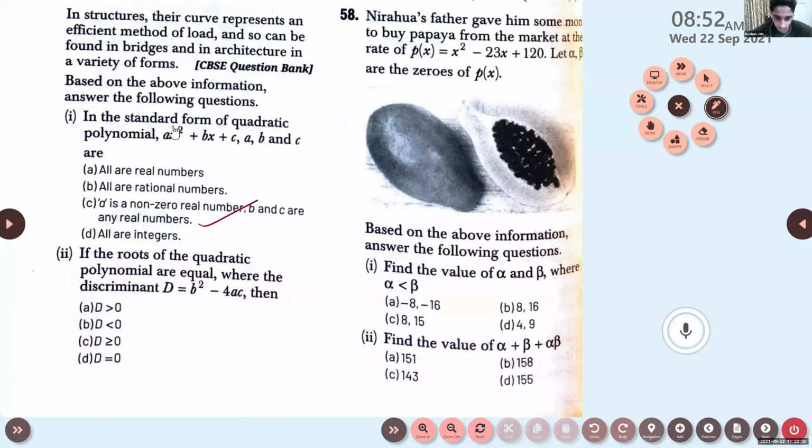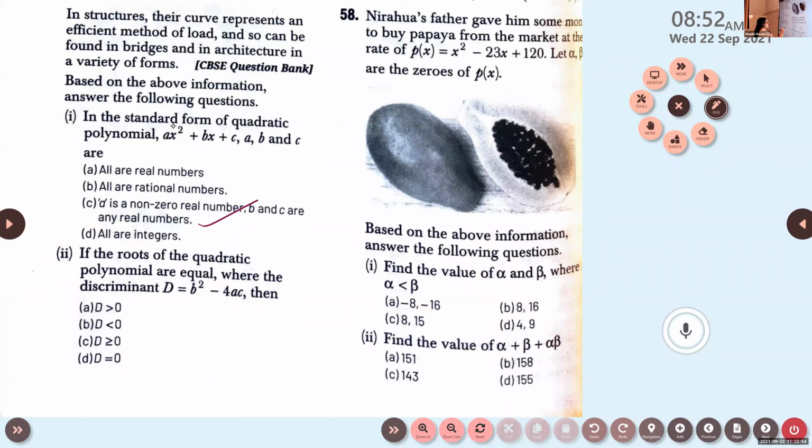Yes, ma'am. Determinant is D. If a polynomial has equal roots, then D will be b square minus 4ac, from the fourth chapter, quadratic equations. It is not actually in our terms portion, but they have given some questions from it, so that you know.